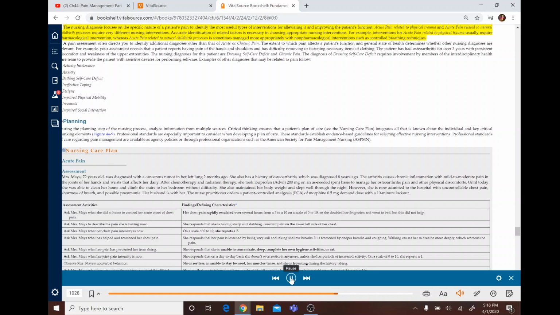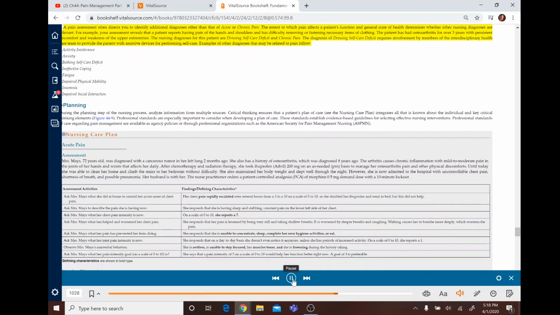For example, interventions for acute pain related to physical trauma usually require pharmacological intervention, whereas acute pain related to natural childbirth processes is sometimes managed more appropriately with non-pharmacological interventions such as controlled breathing techniques. A pain assessment often directs you to identify additional diagnoses other than that of acute or chronic pain.